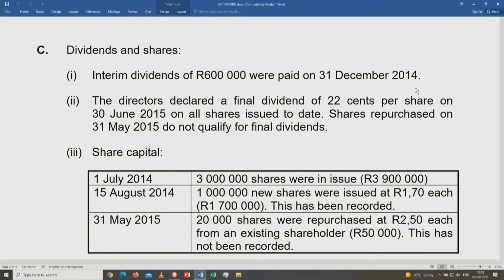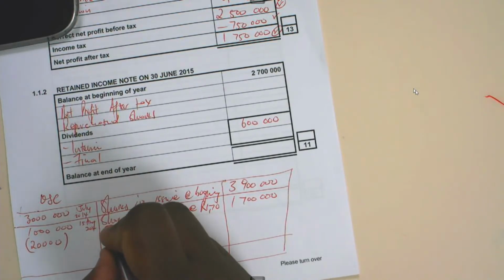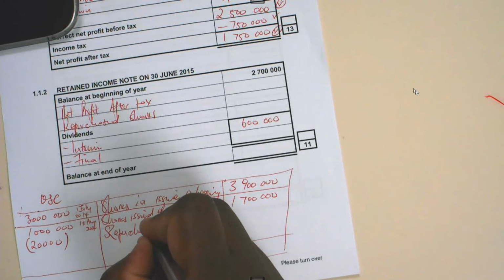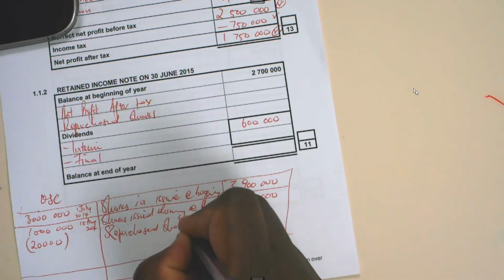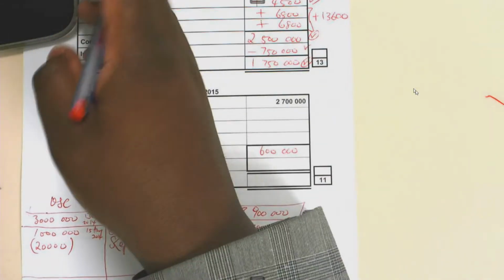Right? And then on 31st May 2015, 20,000 shares were repurchased at R2.50 each from an existing shareholder. And the amount paid there was 50,000. This has not been recorded. We repurchased shares, 20,000 shares. You put it inside the brackets. Shares repurchased.